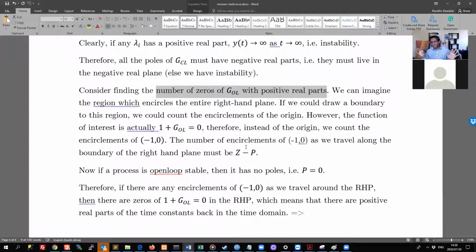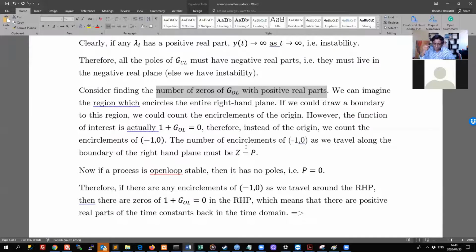And then we can watch what's happening in our function in our F-plane. So if our F-plane gives us some shape, and if it's encircling that shape a certain number of times, then that number of times tells us the difference between the zeros and the poles in that right-hand plane, right?